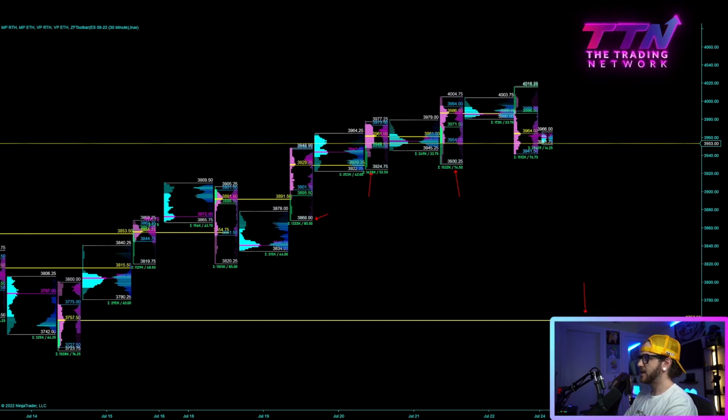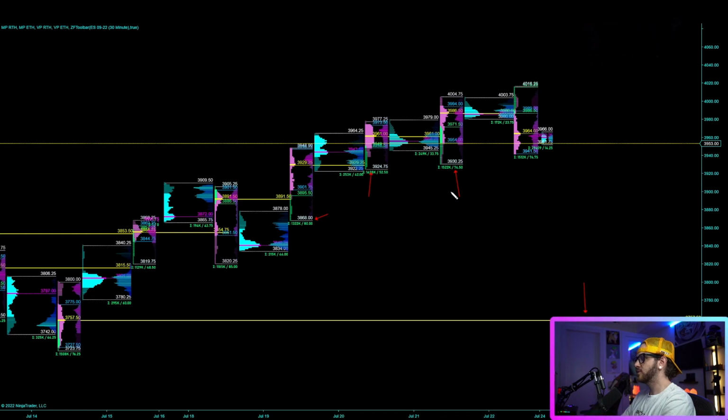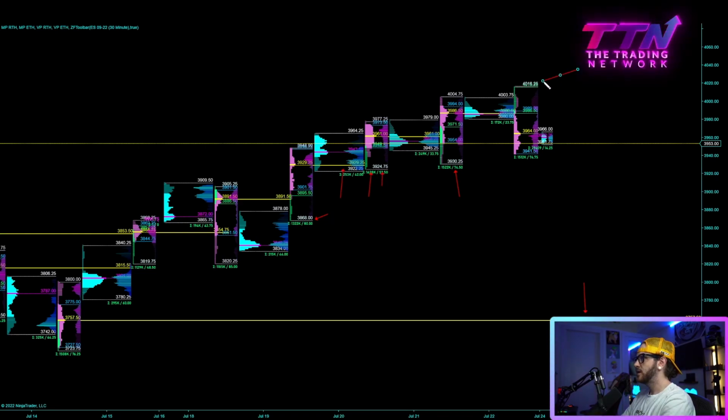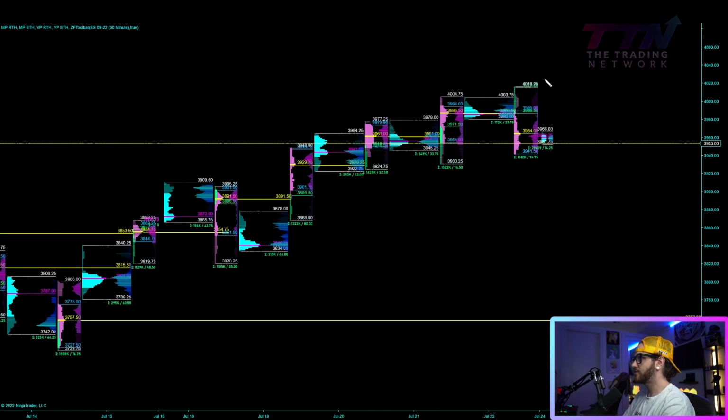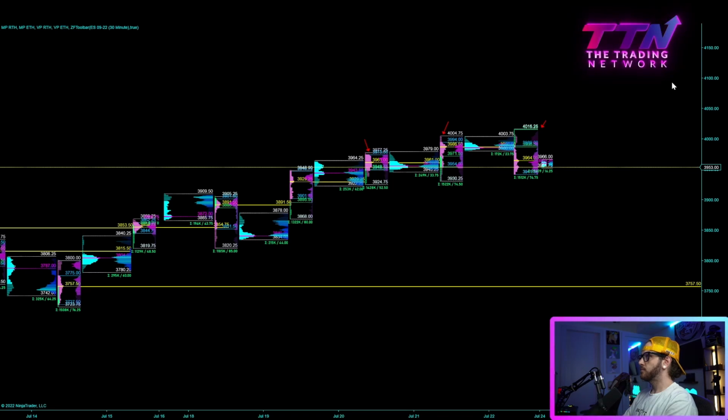Notate that we have this naked POC at 3757.50 to be precise. But again, don't get too bearish too quick, because we must watch reaction. We can see buyers step in. If they do, then look for a retest of these higher levels from Friday. This is Friday's high, Thursday's high, and Wednesday's high there. So keep that in mind.